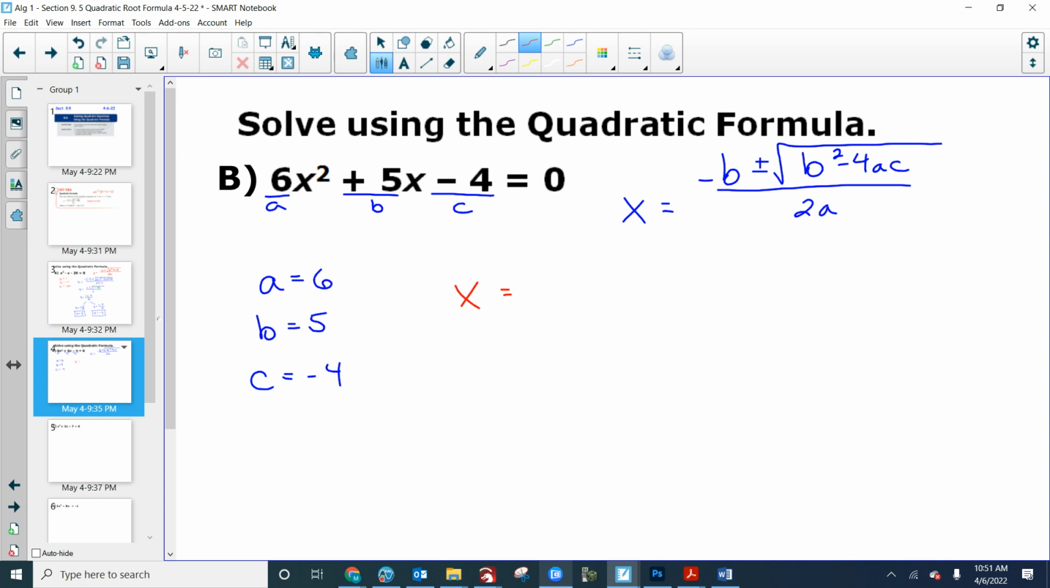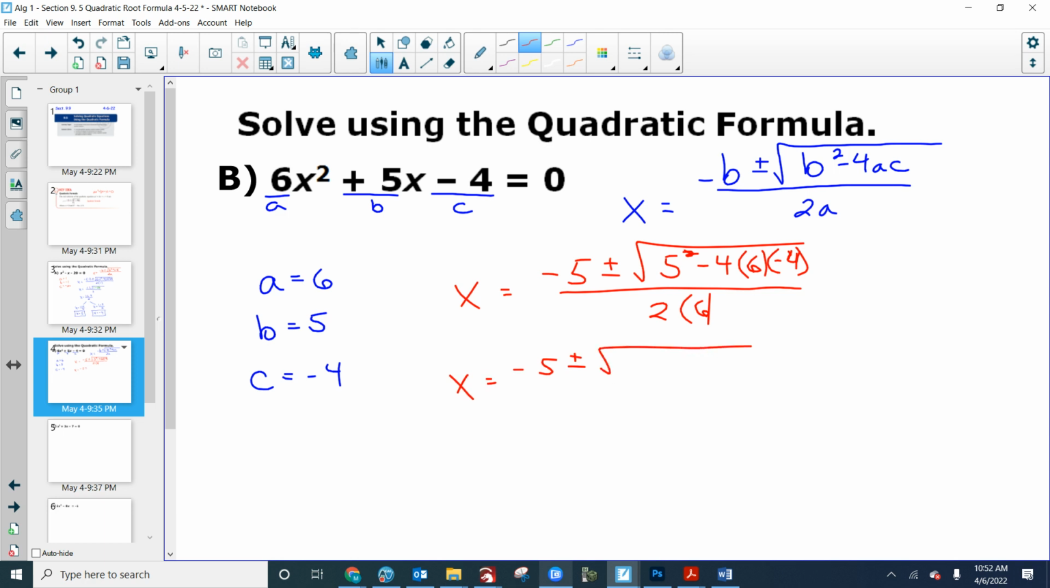Now, you're going to get more comfortable with this. You'll be able to say, what's the opposite of b? What's the opposite of 5? So you get -5, plus or minus the square root of 5 squared minus 4 times 6 times -4, all over 2 times 6. -5 plus or minus... All right, I want you to give me the number inside the square root after it's all simplified.